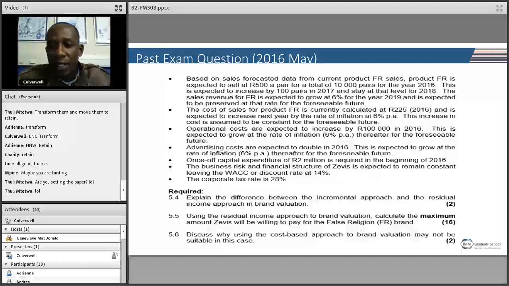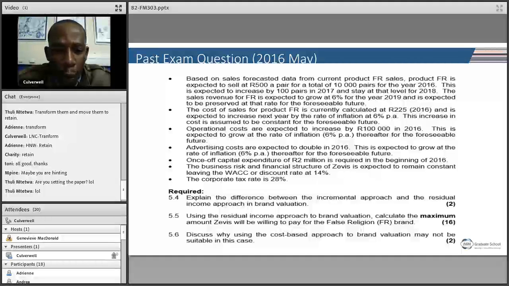Since the statement says this increase in cost is assumed to be constant for the foreseeable future, meaning from one year to another, when you do the calculation of cost of sales for 2018, it will be 238,50 times 1,06 to give you 252,81. Of course, multiplied by the number of units that we were selling. We were selling 10,100 in 2017 and also 10,100 in 2018.